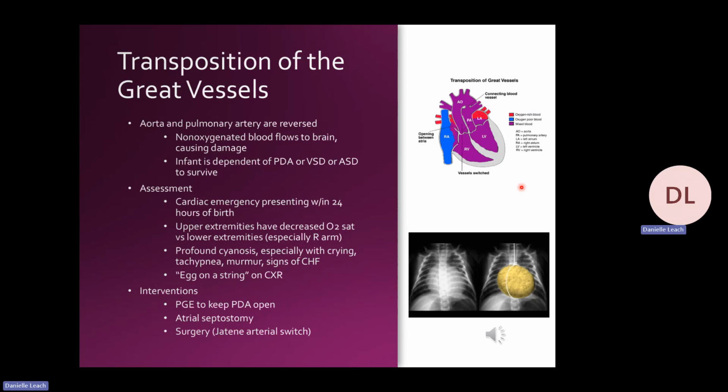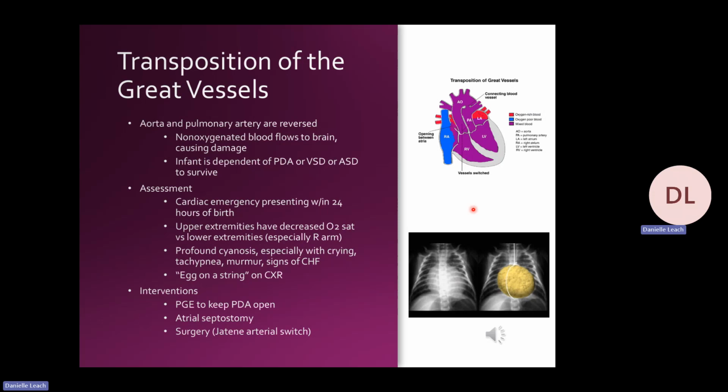The baby is going to have profound, severe cyanosis, especially if they are crying or trying to feed. They're going to have tachypnea, a murmur, signs of congestive heart failure. On X-ray, it can look like what's described as an egg on a string, as you can see in this X-ray down here. They have sort of a drawing of an egg on a string, kind of a little bit far-fetched, but you can see that in this little infant's body, at least on this left-hand side, this heart looks gigantic in this baby's chest.